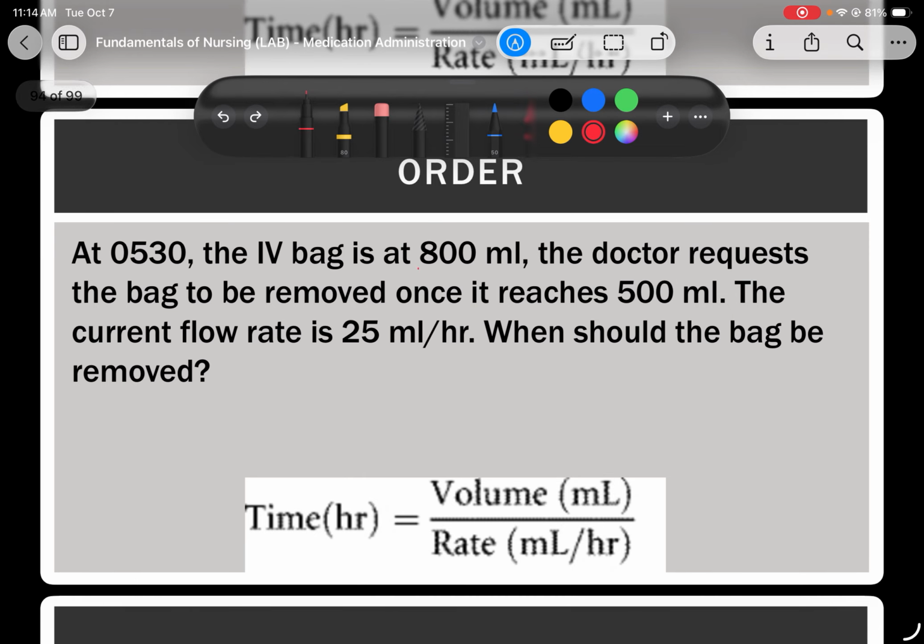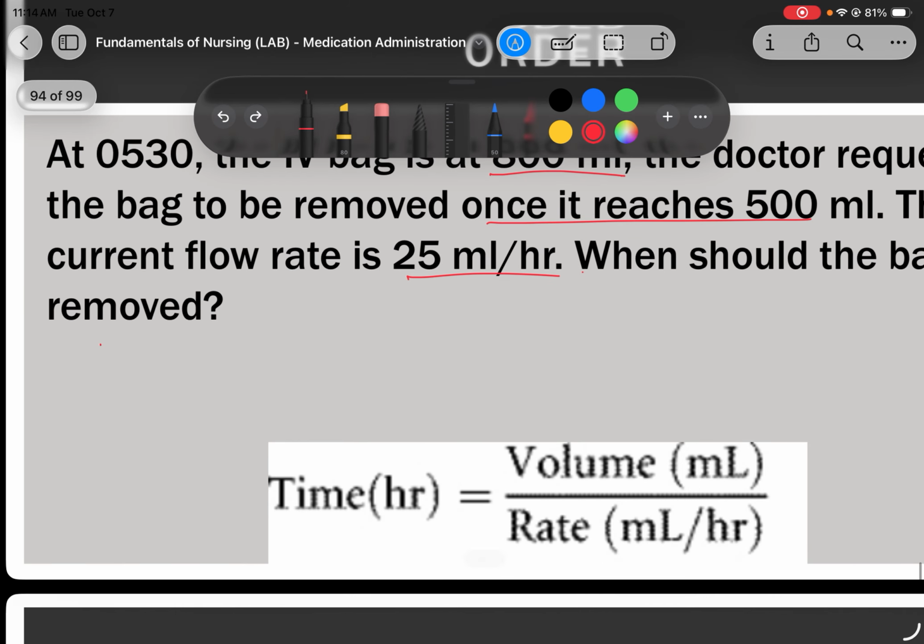Sige, another one. At 5:30, the bag is at 800 ml. The doctor requests the bag to be removed once it reaches 500 ml. The current flow rate is 25 ml per hour. When should the bag be removed? That's the question. When should the bag be removed? So it's a question of time, right? When.